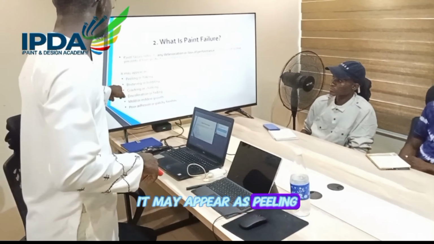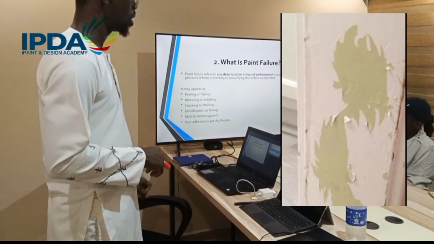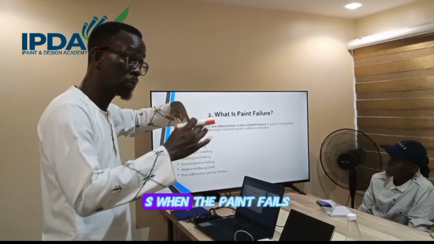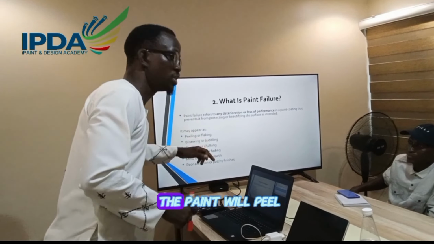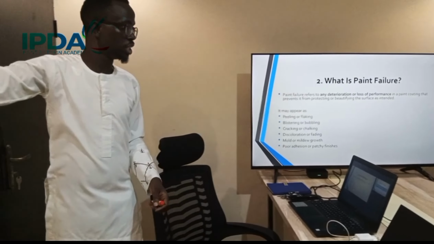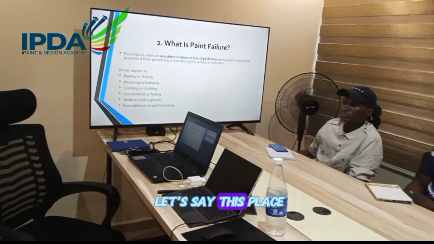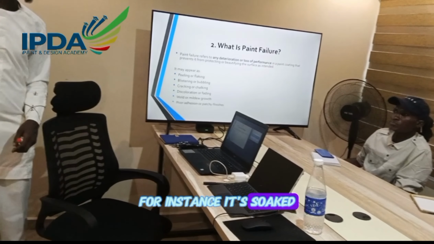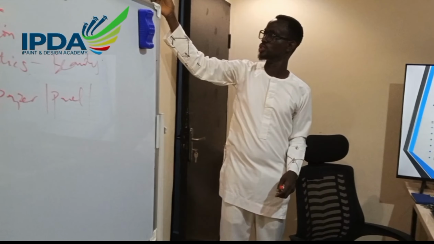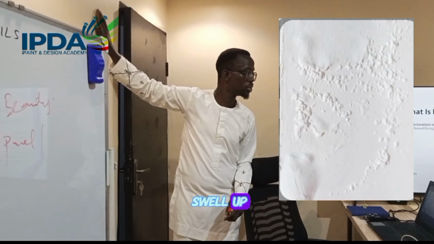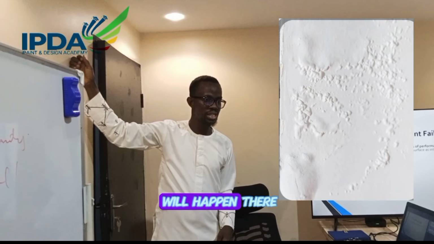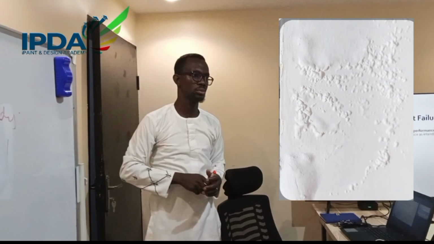It may appear as peeling. When the paint fails, what are the things that you are going to see? You will see that the paint will peel. Let's say this place is moist, for instance, soaked. What will happen to it? You will begin to see it blister, it will swell up. When it swells up, that means the paint has failed.